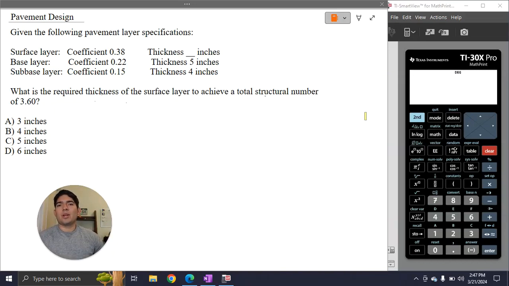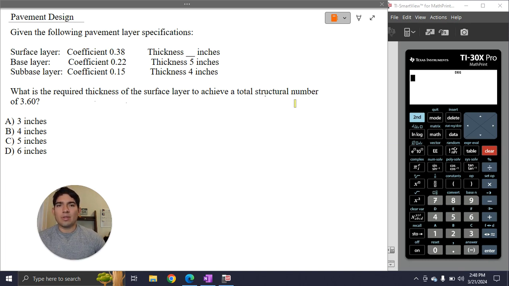Today I'm going to be doing another pavement design problem. Basically, we're given a pavement with layer specifications and we are asked to solve for the required thickness of the surface layer to achieve a structural number of 3.60 in this case. So we're basically given all the specifications that we need except for the thickness of the surface layer.